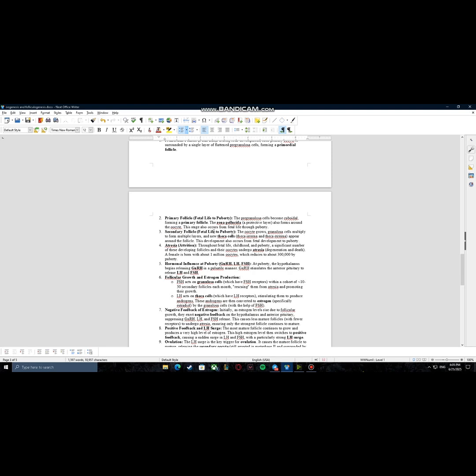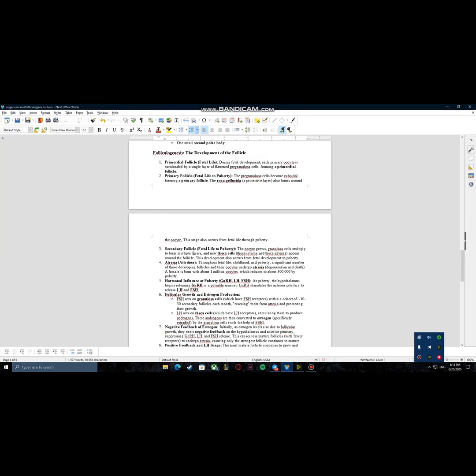Secondary follicle, which spans from fetal life till puberty, in which the oocyte grows, granulosa cells multiply to form multiple layers, and new theca cells appear, theca interna and externa. This development also occurs from fetal development to puberty.